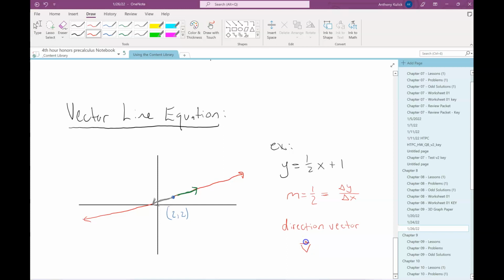Now our direction vector, I'm going to abbreviate that with the letter V, is going to be 2, 1. Why is that? Because the x part of our slope is 2, and the y part of our slope is 1. Everybody okay with that?